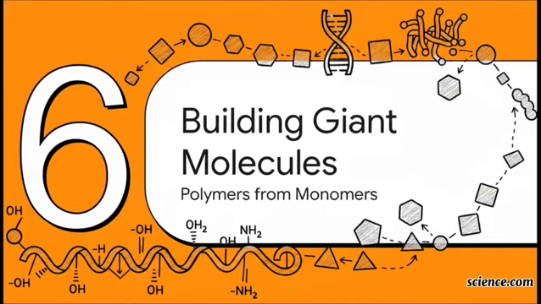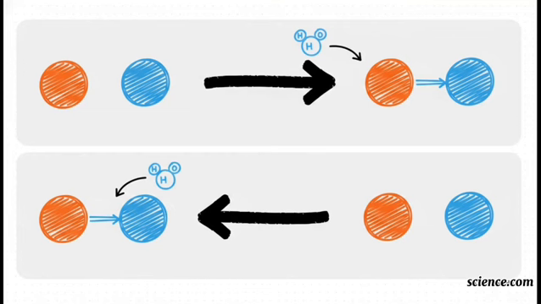So, we've got our carbon skeletons, we've got our functional groups attached to them. Now for the final piece of the puzzle. How does nature use all this to build the giant macromolecules of life, like proteins, carbohydrates, and DNA? It's actually shockingly simple and elegant. All of life's giant molecules are built and broken down using two opposite reactions.